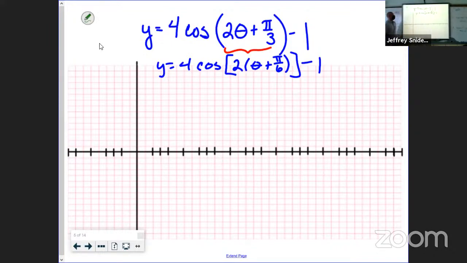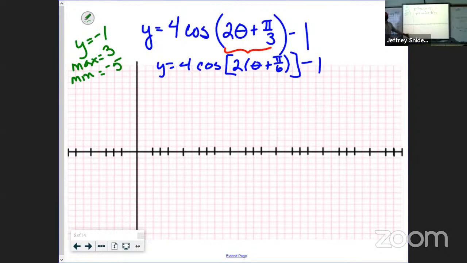All right, where's my midline at? -1. So y equals -1 is the midline. Let's get our maxes and mins right away. What's my max going to be? 3, and my minimum? -5. Okay? So now let's go ahead and get our scale on this.